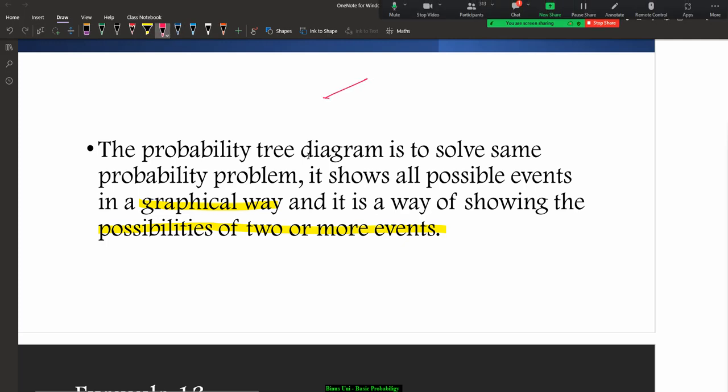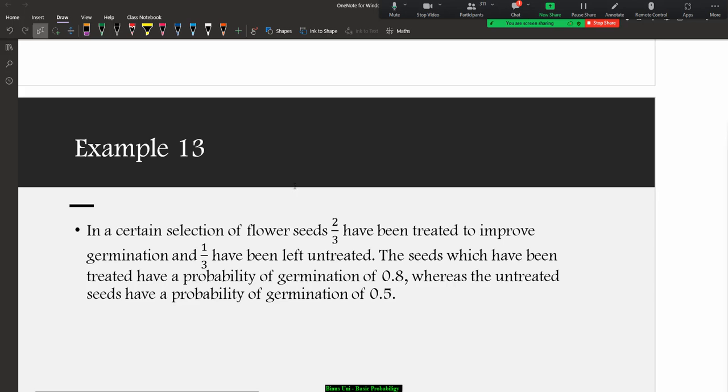So if you notice, this is a probability tree diagram. We have three, let's say A, B, C, and then we have another event on A, B, and C, right? So we are going to draw it like this. So let's say we look at example number 13.